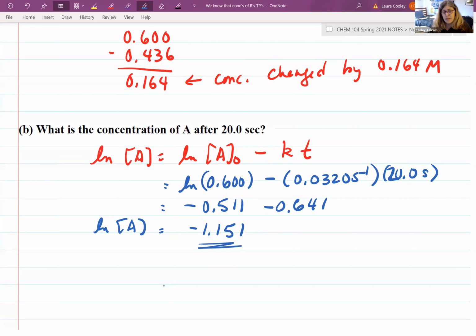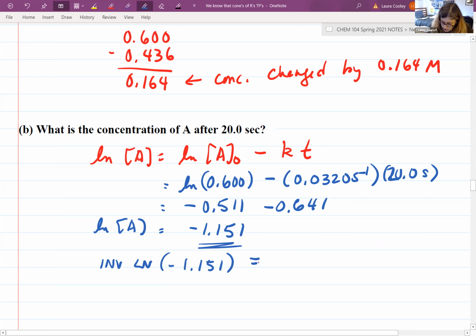But even if it did make sense, it's still not the right answer because you need to take the inverse natural log of negative 1.151. And what do you get when you do that? 0.316. Yep, that's right.